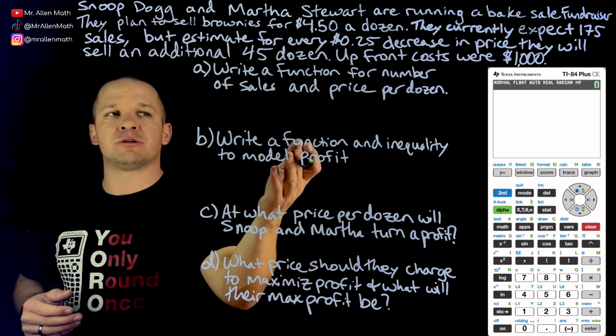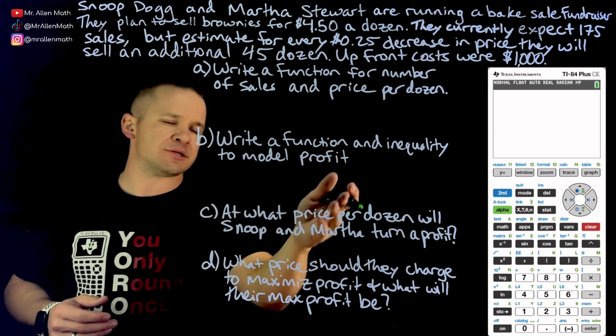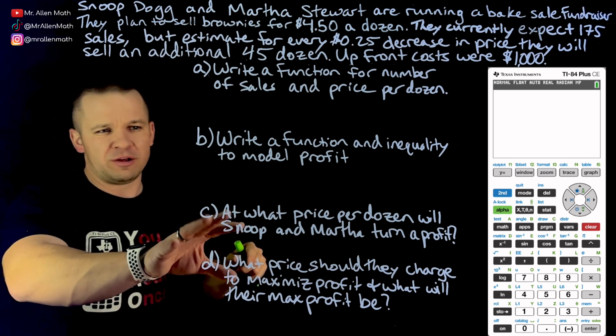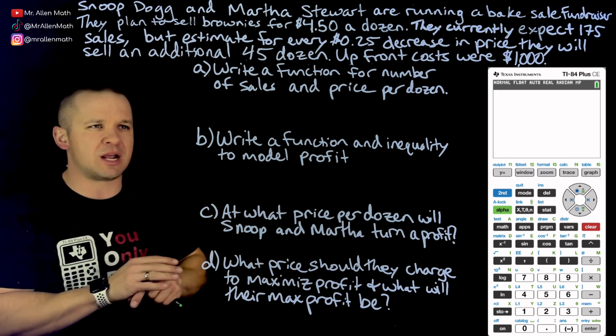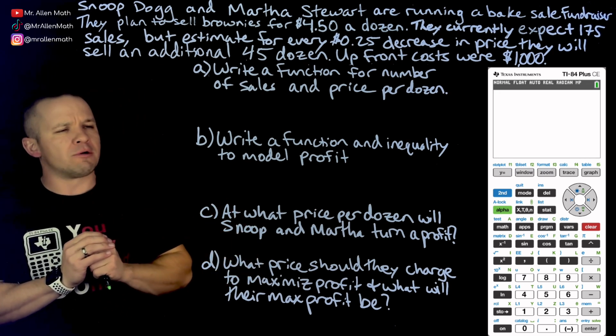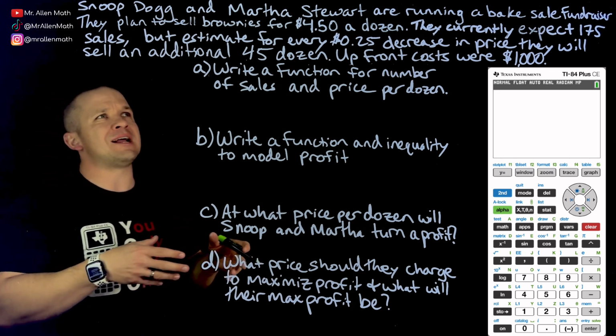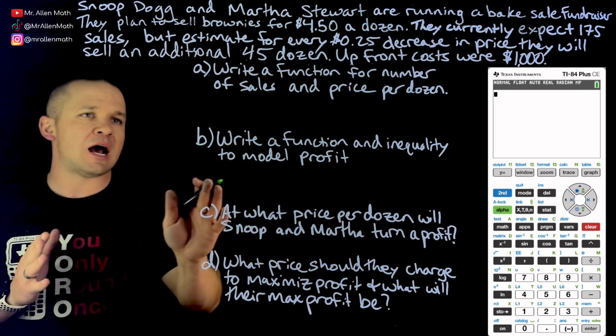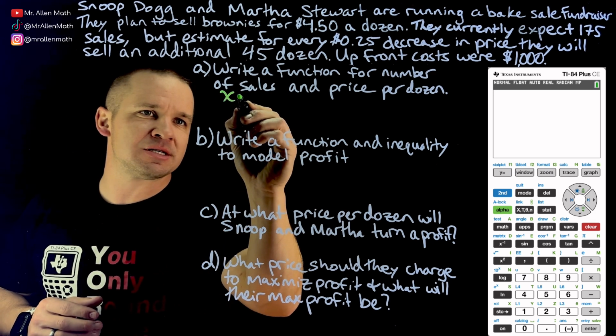We want to write a function for the number of sales and the price per dozen. We want to write a function and an inequality to model profit, and then we'll get some maximizing of profits and when we break even and things like that. Okay, so if I'm going to write a function, I need a variable that I'm going to put everything in terms of. Let's just say it's x, right?